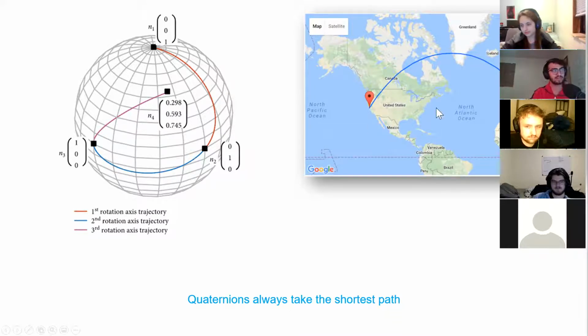And you can kind of think of this like you're planning a flight around the globe. You don't want to just draw a line when it's all flattened out. You want to find the path along the curvature that gets you there the quickest. Yeah, so that's another takeaway: quaternions always take the shortest path.